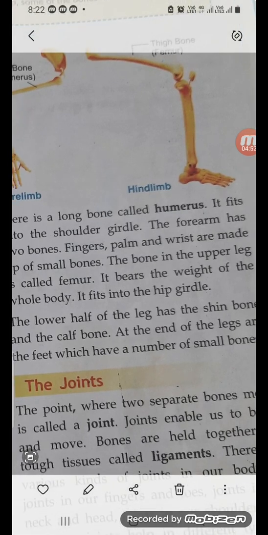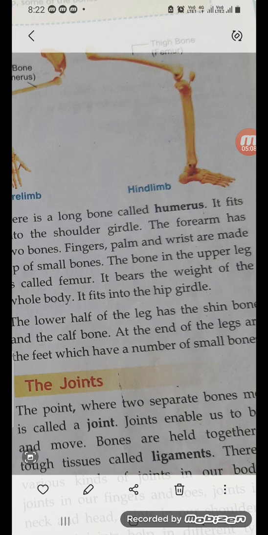It fits into the shoulder girdle. The forearm has 2 bones. फोर आर्म में 2 बोन्स हैं. The fingers, palms and wrist are made up of small bones. जो हाथ के जो palm है, fingers है, wrist है, ये छोटे छोटे bones से बने हुए हैं.